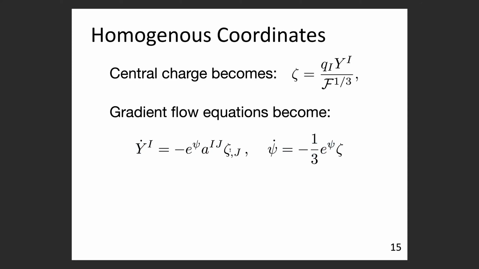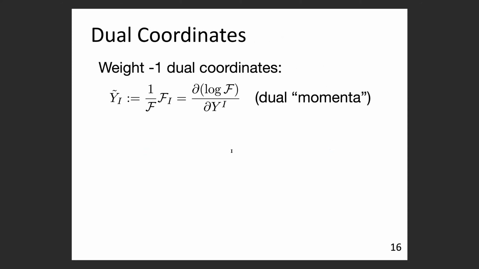Now, these are still kind of hard equations, so let me make them even easier. I'm going to define dual coordinates. Dual coordinates have weight -1, whereas the coordinates had weight 1. They're basically the first derivative of log f. So this is basically like a Legendre transformation. We're going back and forth between a coordinate and a momentum, kind of the same idea, like a velocity and momentum, right?